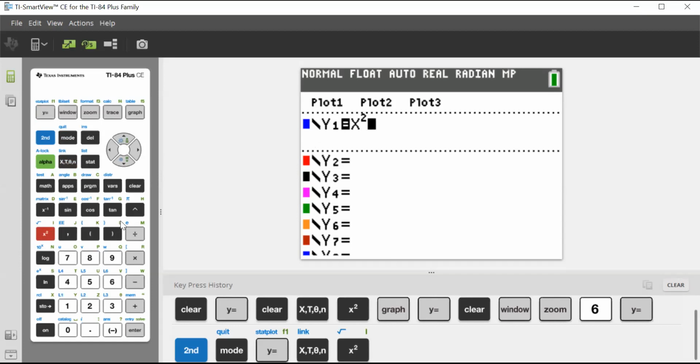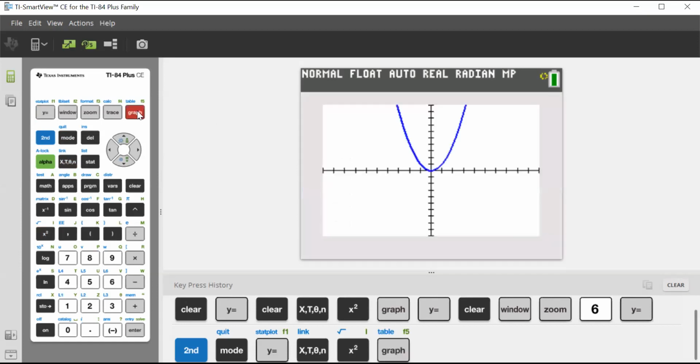Okay. Once I have that plugged in, I can press the graph button here on the right-hand side, and notice that that gives me my graph of f of x equals x squared, which you hopefully recognize as your quadratic toolkit function.